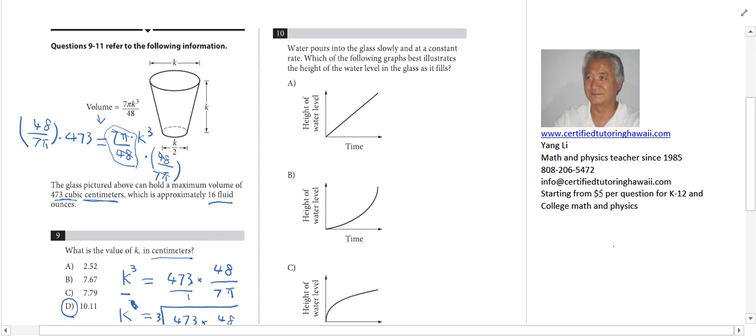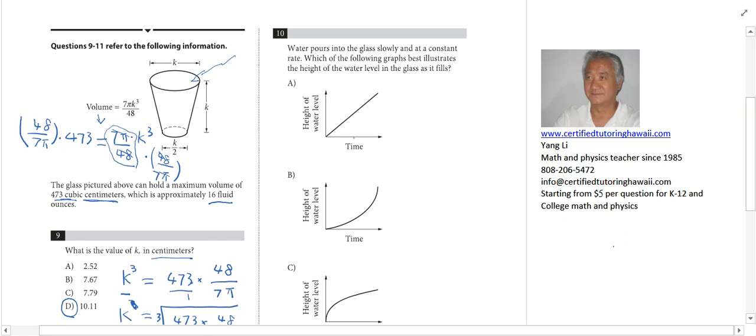See, this is the container, right? The water pours into this container. At the beginning, the water height, because you put the water in at a constant rate, and the bottom one is skinnier, and the top part is getting higher and higher. The top part will be what? Fatter, right? So that means at the beginning, the water increases faster, and then gradually the water height will be increasing slower, right? So that's why A is not the answer.